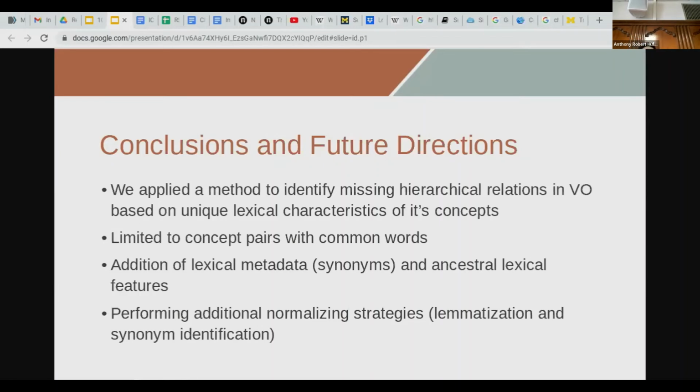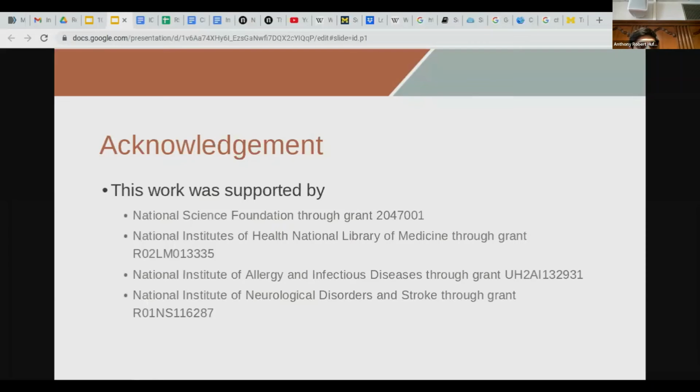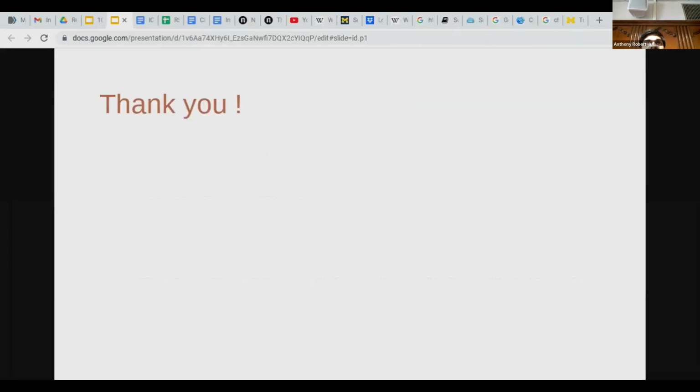And what we've actually performed is very simple in terms of normalization: just lowercase tokenization and removing the duplicates. But there can be additional normalization strategies, such as lemmatization, looking into synonyms, and a little bit more into stop words. And we don't use any of the other lexical metadata. So probably these are what we are going to focus on in the future. I think these are my acknowledgements, and thanks, and I will try to answer any of your questions.